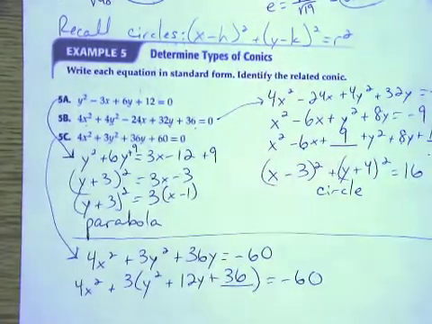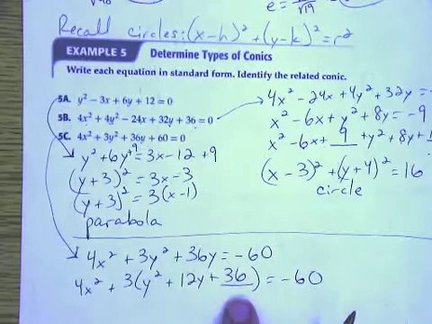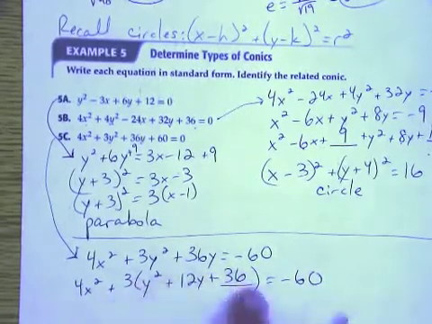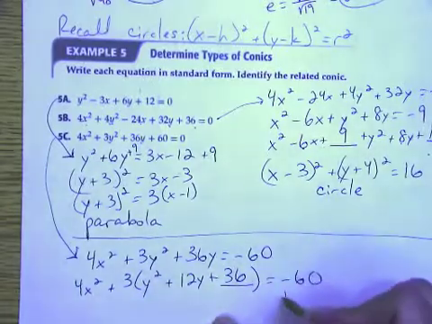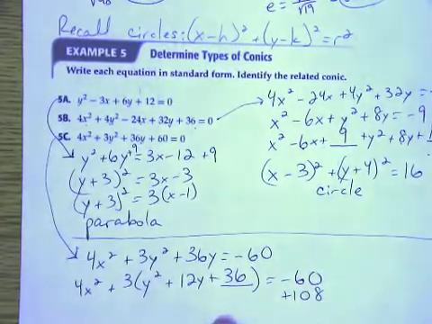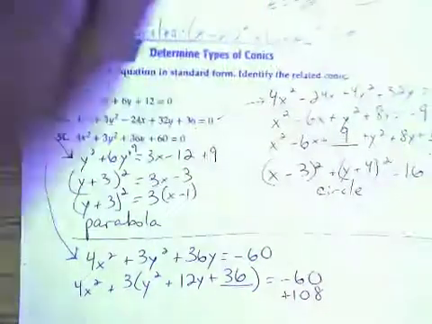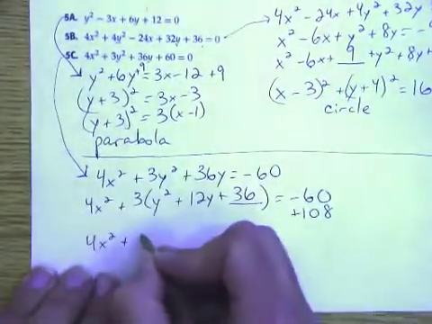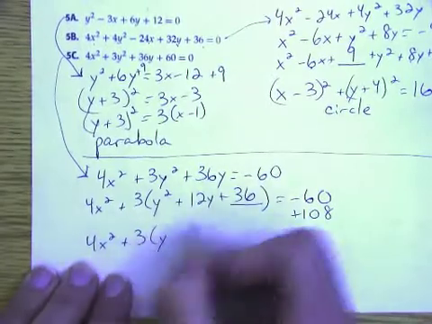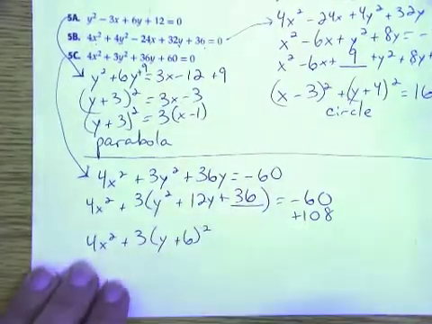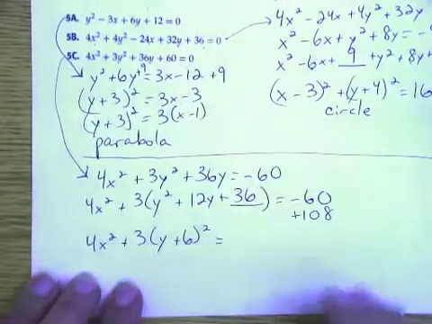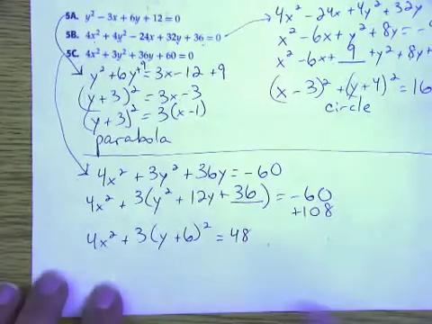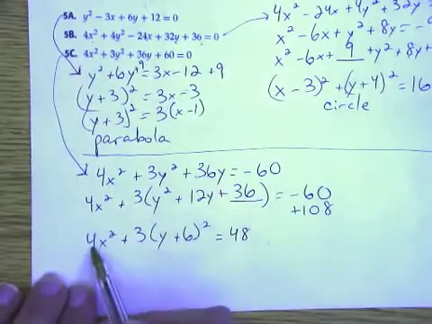In order to complete the square, I take this 12 divided by 2 and square it. That's 36. But again, remember, I didn't add 36 to this side of the equal sign. I added 36 times 3, which is 108. So that's what I need to add to the other side of the equal sign to keep things in balance. Now I have 4x squared plus 3 times the quantity (y plus 6) squared, equal to 48.